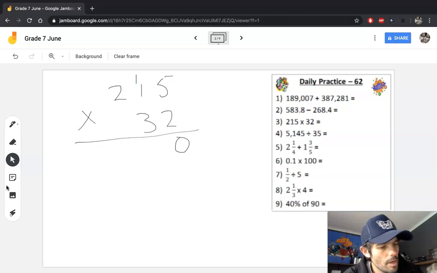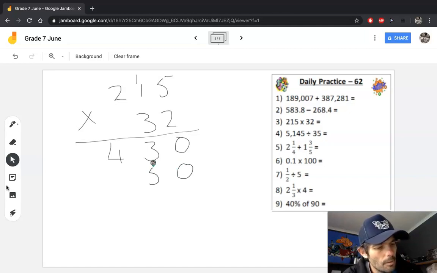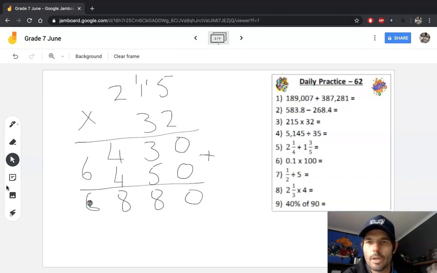That's going to be 3. So 215 multiplied by 2 is 430. And we need that magical placeholder, which is the most important part of this method. And then 3 times 5 is 15. We need to carry 1. 3 times 1 is 3, plus 1 is 4. And then 3 times 2 is 6. And then we need to add those two together, and you should get an answer of 6,880.